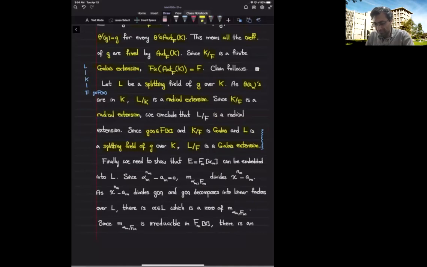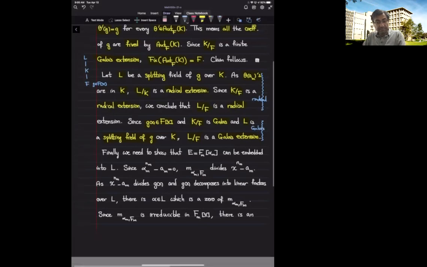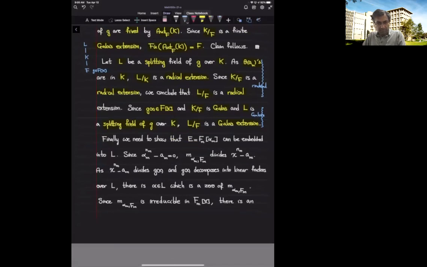Another result that we have, this kind of block tower phenomenon that we showed for radical extensions, we can deduce that L over f is a radical extension. So altogether, in this part of the argument, we use the first two lemmas that we showed in order to show that it's a radical extension. And in this part of the argument, we use the third lemma to show that it's a Galois extension. So altogether, we end up showing that L over f is both Galois and radical.